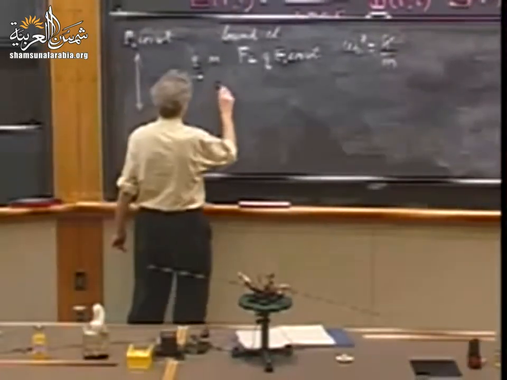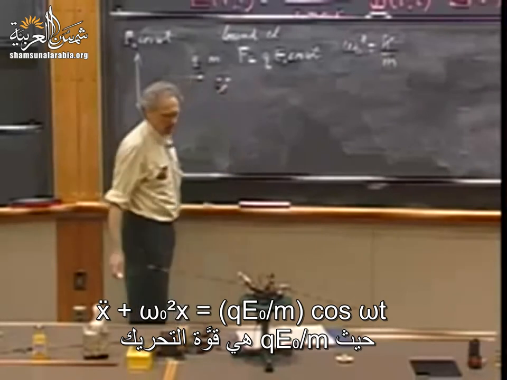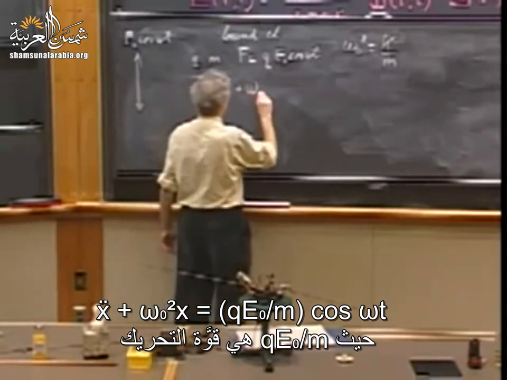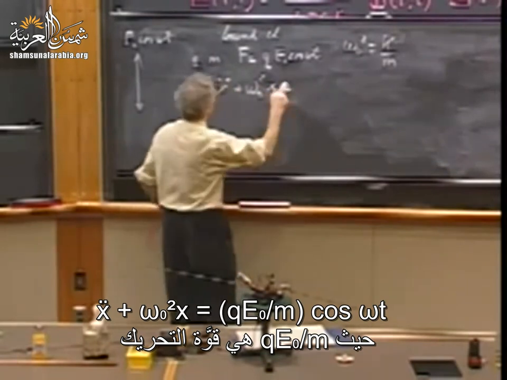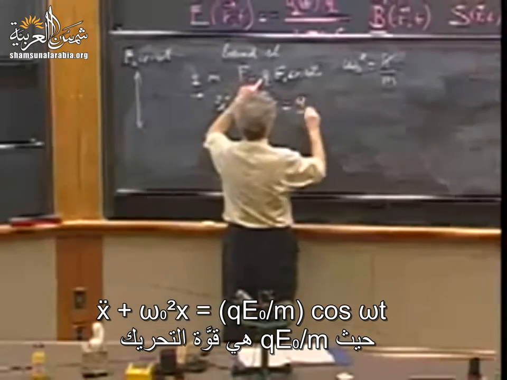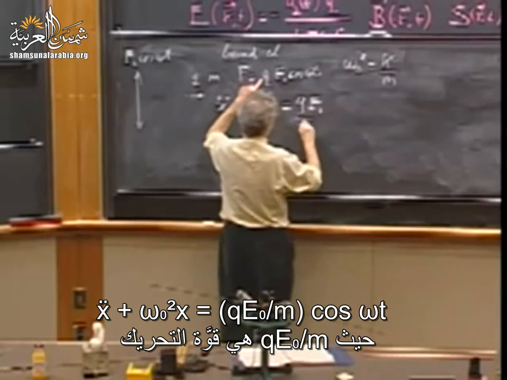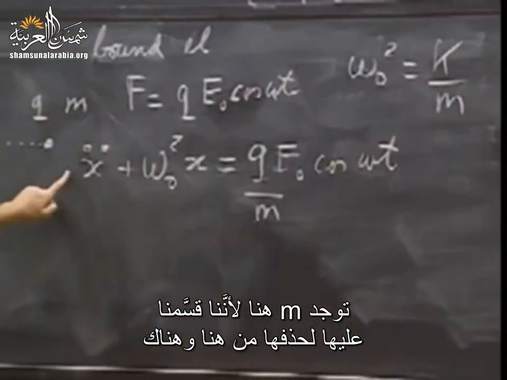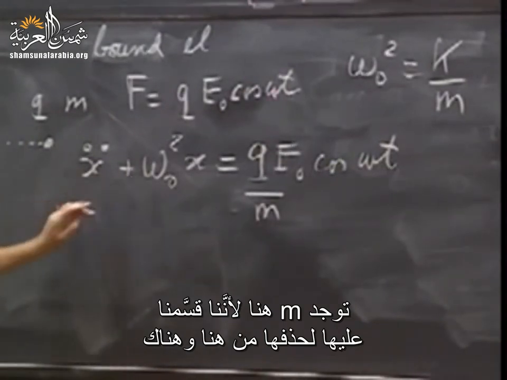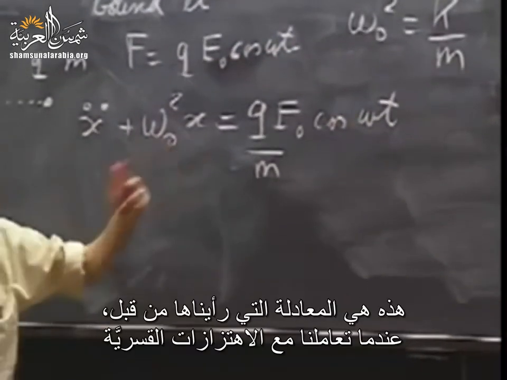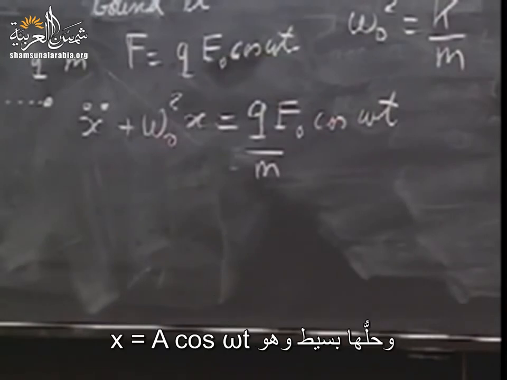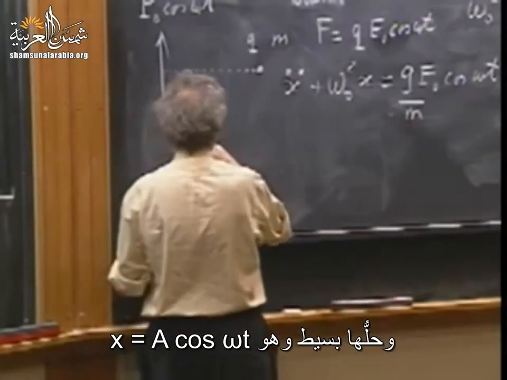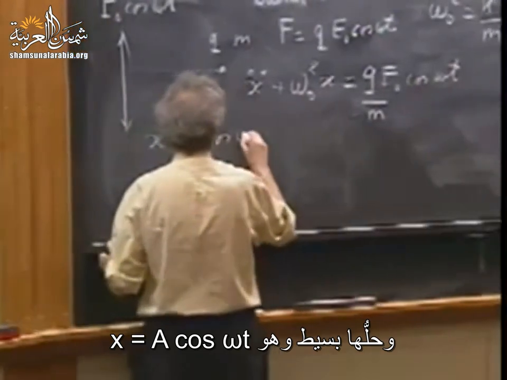And Newton's second law now becomes x double dot plus omega 0 squared times x equals this driving force, which is Q times E0 divided by m times the cosine omega t. The reason there is an m here is that I have already removed the m here and the m there. So this is an equation that we have seen before when we were dealing with forced oscillations. And it has a very simple solution: x is A times the cosine of omega t.